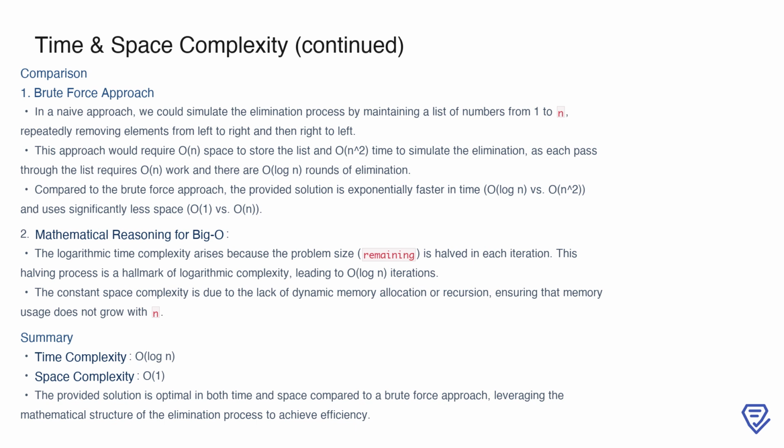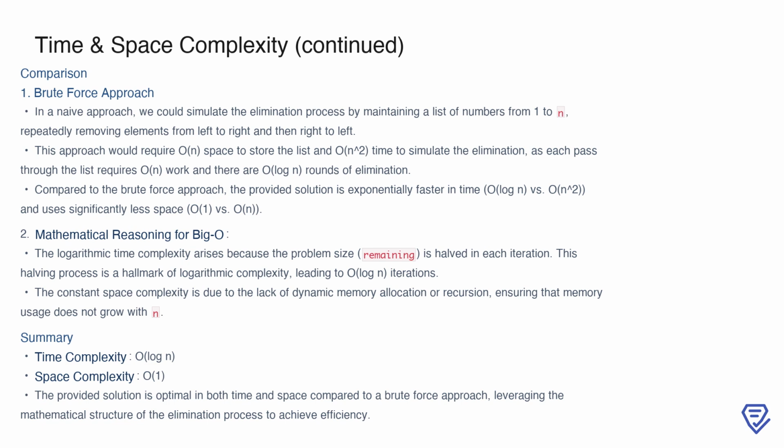By contrast, the provided solution is exponentially faster, with a time complexity of O(log n), and it uses far less memory, requiring only O(1) space. This efficiency arises from the mathematical structure of the elimination process, where halving the problem size in each step naturally leads to logarithmic time complexity. The lack of dynamic memory allocation ensures constant space complexity. In summary, the provided solution is both time and space optimal, leveraging mathematical reasoning to outperform the brute force approach significantly.